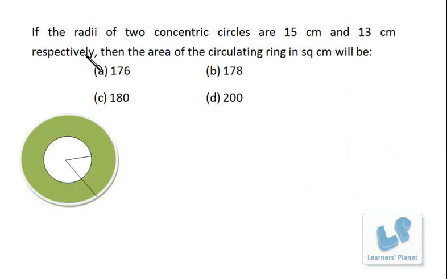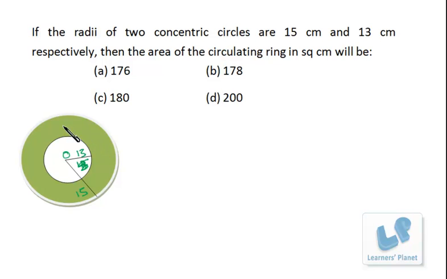Now let's try this question. If the radii of two concentric circles are 15 centimeter and 13 centimeter respectively, then the area of the circulating ring in square centimeter will be. I have drawn the diagram over here. These two are the concentric circles, that is, having a single or common center. Suppose it is O. Now the radius of the bigger circle is 15 and the radius of the smaller circle is 13.